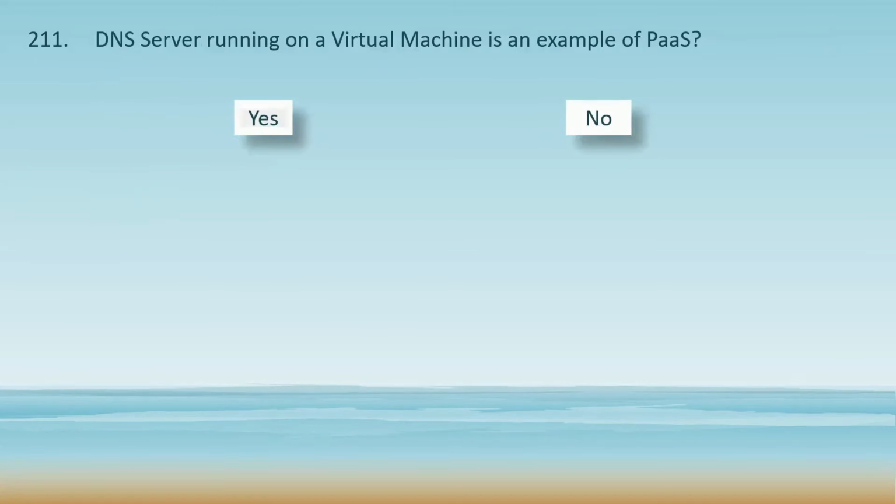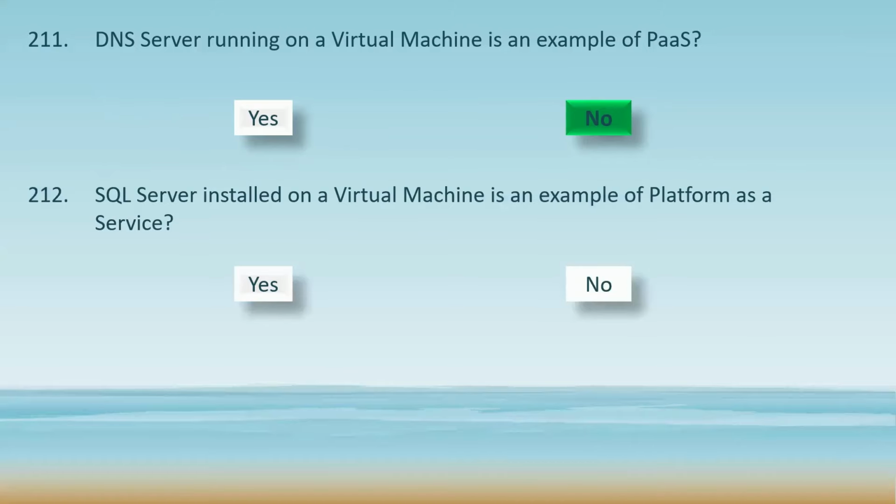Question number 211. DNS server running on a virtual machine is an example of PaaS, platform as a service. You need to tell whether this statement is right or wrong. DNS server running on a virtual machine is not an example of platform as a service. It is an example of infrastructure as a service. Running a DNS server on a virtual machine involves managing the VM infrastructure, including the operating system, networking, and DNS server software, which is why it is an example of infrastructure as a service and not platform as a service. Next statement is SQL Server installed on a virtual machine is an example of platform as a service.